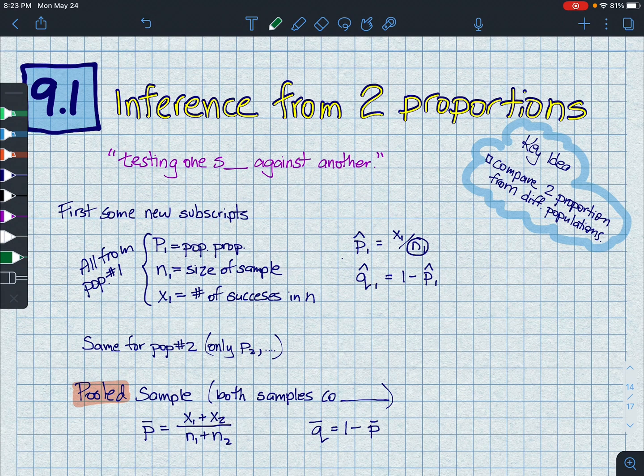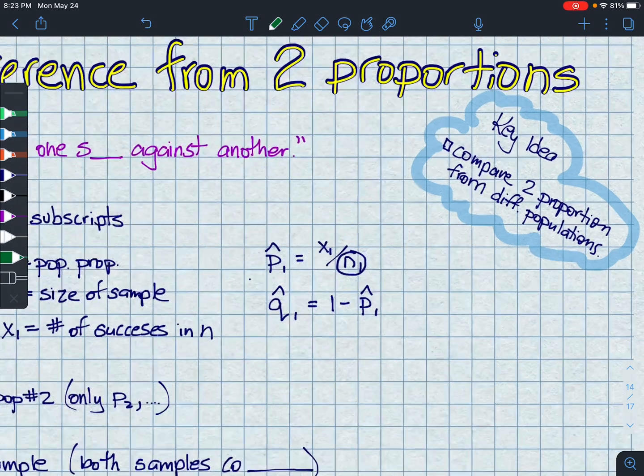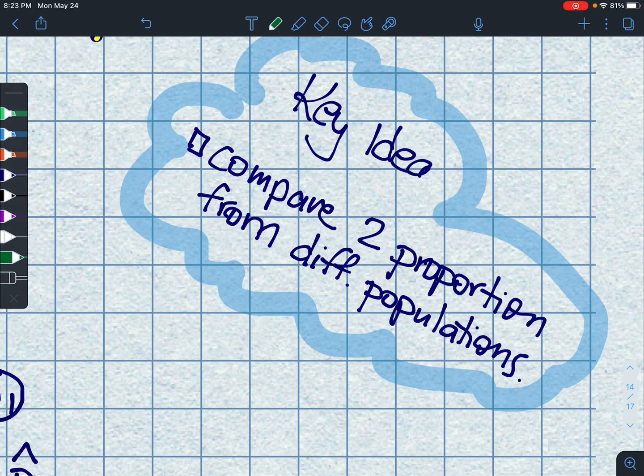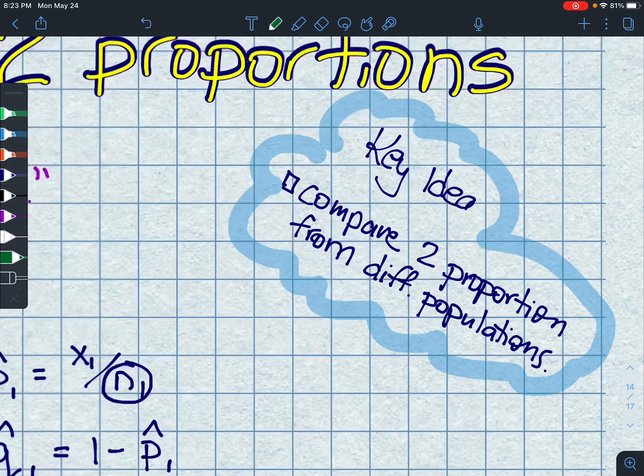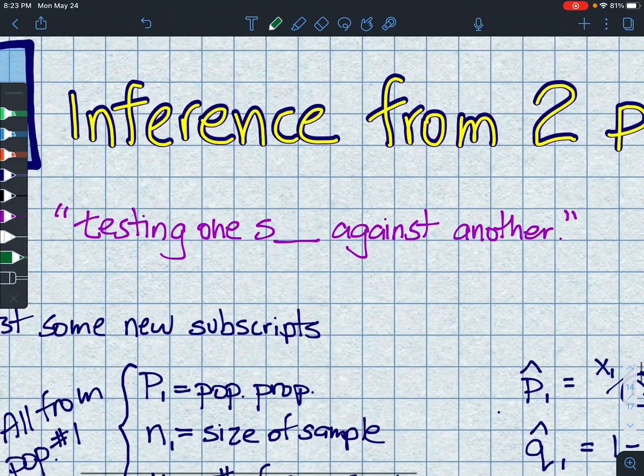Lesson 9.1, Inference from Two Proportions. Chapter 8 was largely inferences from one proportion, or one mean, or one variance. But here we're comparing two proportions from different populations. So the key idea will be testing one stat against another.